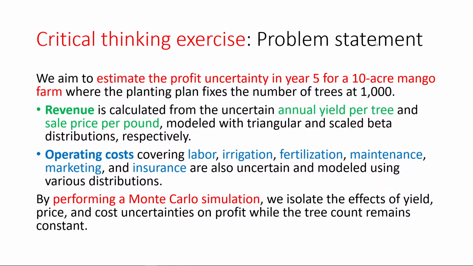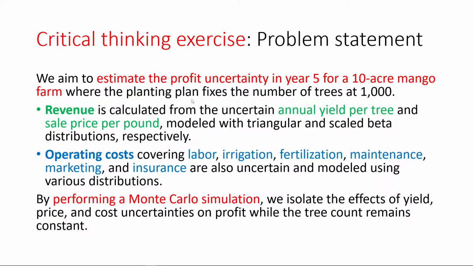So let's look at the simple problem. We aim to estimate the profit uncertainty. How much are we going to make? Are we going to make $1 million, or $100,000, or maybe lose? In 5 years for a 10-acre mango farm. Why a mango farm? I don't know, maybe because I like to eat mango.